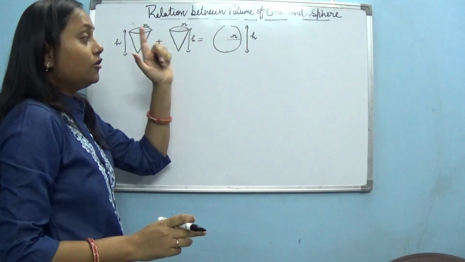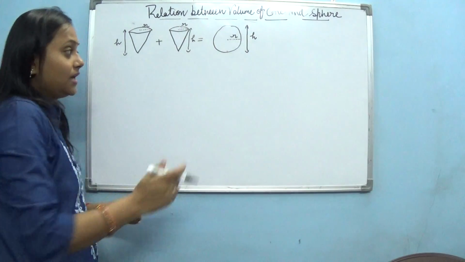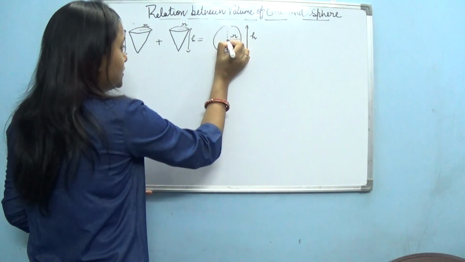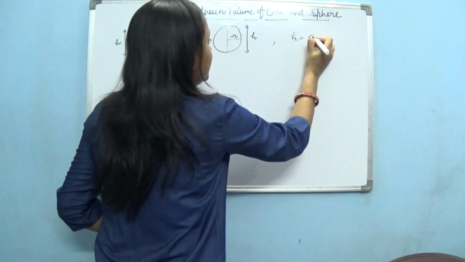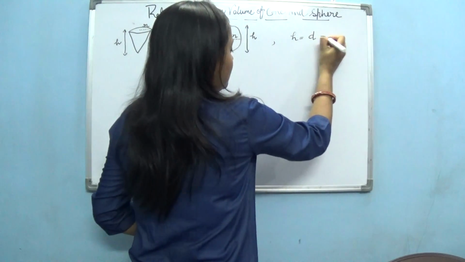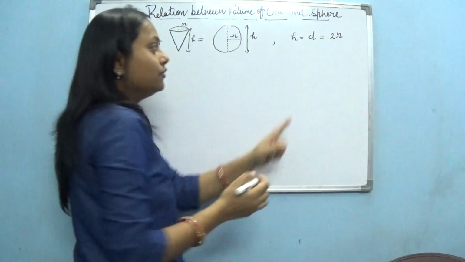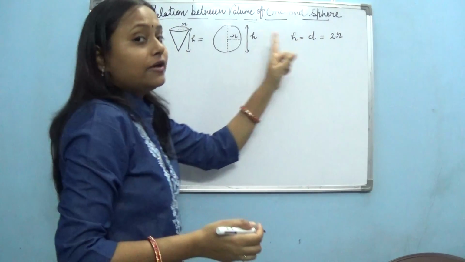In a sphere, all of you know that height means the diameter of the sphere. It means we can say h is equal to d here. D means 2r, where r is the radius. Height is equal to 2r in a sphere.